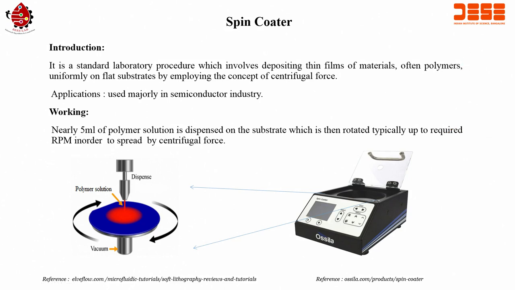The working is that nearly 5 ml of polymer solution is dispensed on the substrate, which you can see right over here, and which is then rotated typically up to the required RPM in order to spread by centrifugal force. And this particular system is within the system here. The spin coater has different steps that we can select. Initially you can use a lower RPM. RPM stands for rotations per minute.